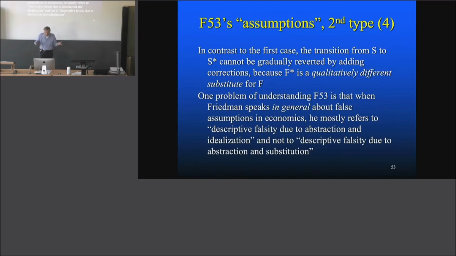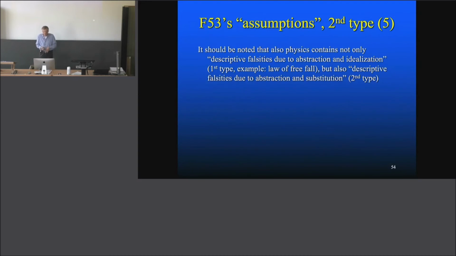So the problem now of understanding F3, or one problem of many problems, is that when Friedman speaks in general about false assumptions in economics, he mostly refers to descriptive falsity due to abstraction and idealization, and not to descriptive falsity due to abstraction and substitution. And once you realize that, you get confused, because then the examples Friedman is using do not fit his general talk about that. Only if you find out that he's using two different sorts of things, and you analyze them and see what the arguments are, can you get into this maze that Friedman produces here.